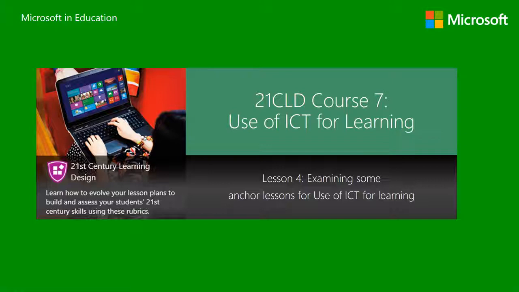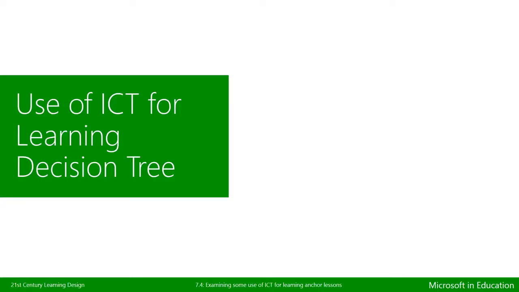In this lesson, we will examine some anchor lessons for use of ICT for learning. Before we begin, let's recap by looking at the decision tree for the use of ICT for learning. As you learned in the previous lesson, the decision tree is built around 4 questions, and each question corresponds to a big idea in the use of ICT for learning.